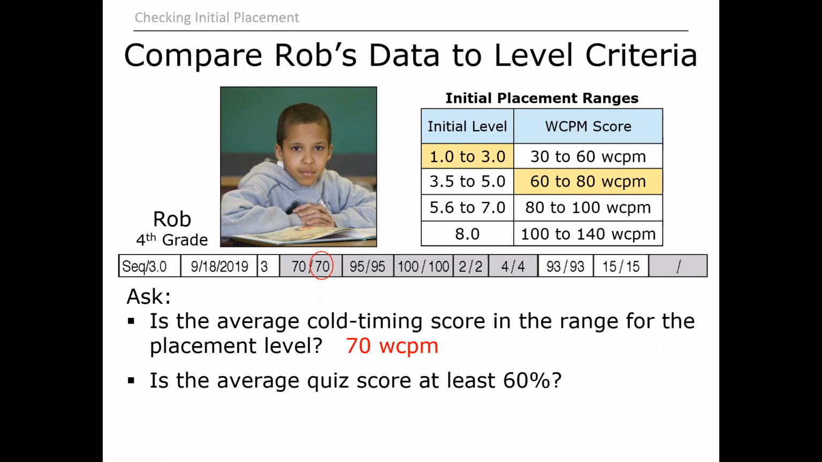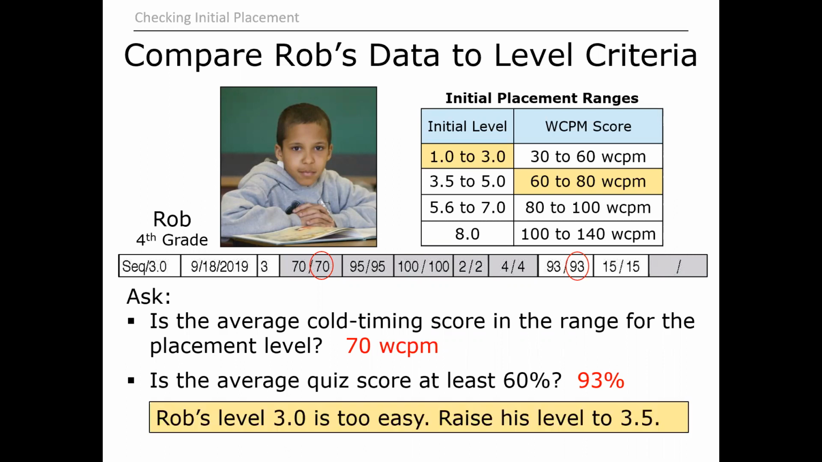If on placement day, when I gave Rob a level 3.0 passage, he had read 70 words, I'd have tried level 3.5 for him, because the computer would have said, this level's not right, why don't you try the next level up? He would be outside the range on the high end. So right now I'm thinking I have to raise his level, but I want to make sure he's understanding well enough to do so. I can see in his quiz he's well above 60%. He's at 93%. So level 3.0 is too easy. We're going to raise him to 3.5.